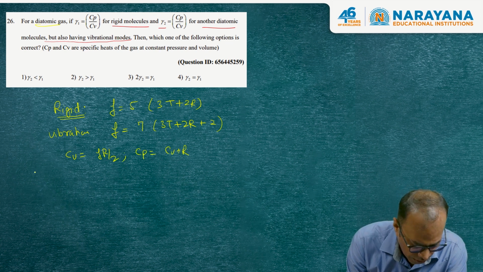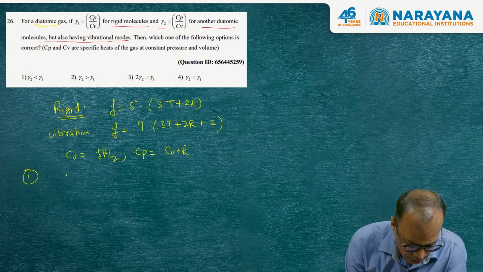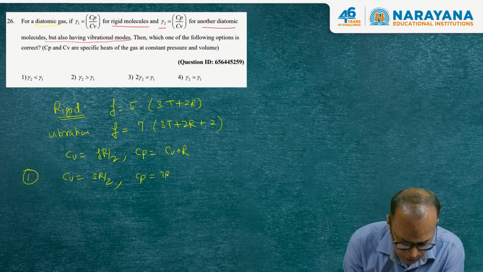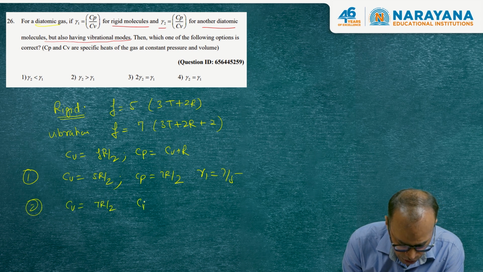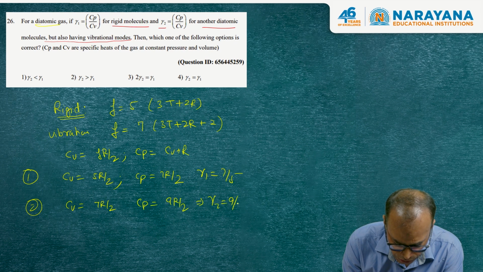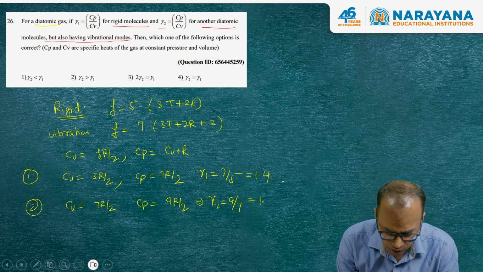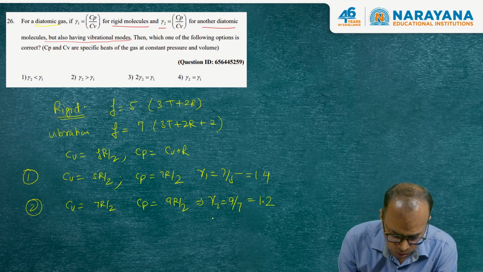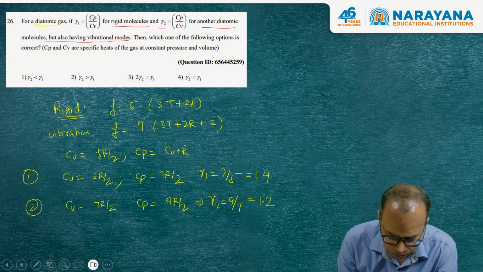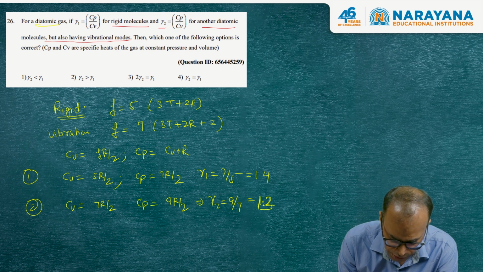So I can find out CV for the first case. In the first case, we'll take f as 5, so I get CV as 5R by 2, CP will be 7R by 2, and gamma 1 will be 7 by 5. In the second case, I'll get CV as 7R by 2, CP will be plus R, so 9R by 2, so I'll get gamma 2 as 9 by 7. So 7 by 5 is 1.4, 9 by 7 is approximately 1.2 something, right? So approximately 1.3, let's say.